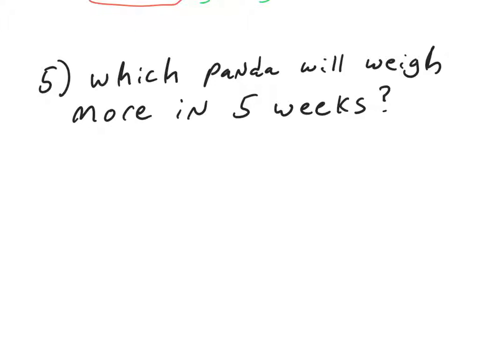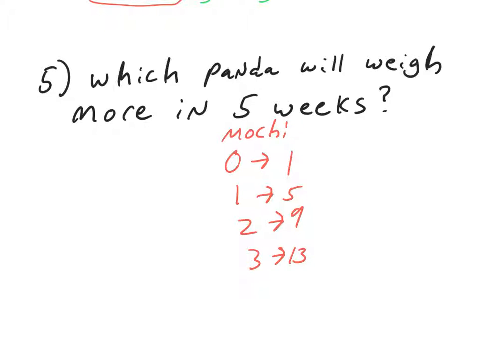So on the first one, week 0 it's 1. On week 1 it's 5. On week 2 it's 9. And week 3 it's 13. And this was for Moki. So this is Moki's table. Just kind of changed it a little bit in the format so we can see what's going on.